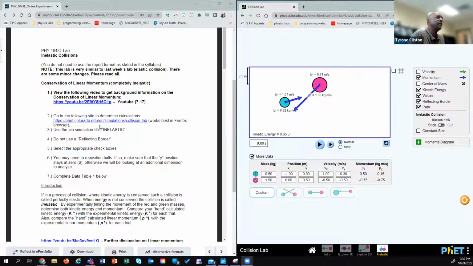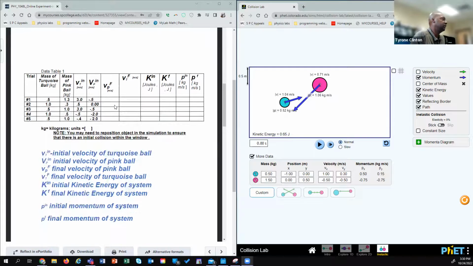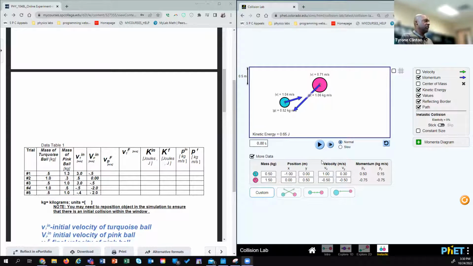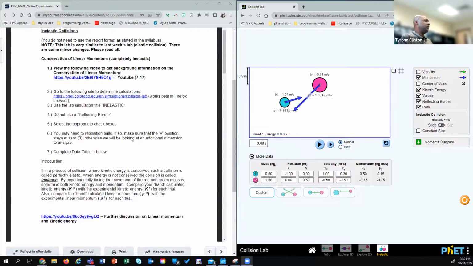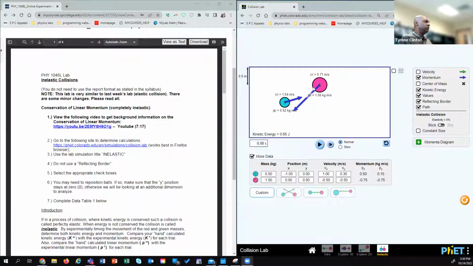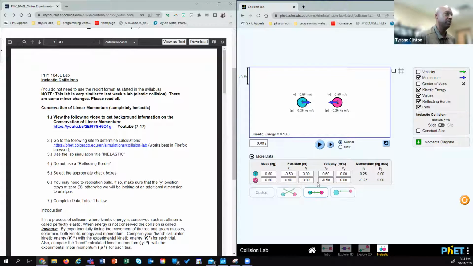For this week's lab, it's very similar to last week's lab, where you filled out this table and you had to go through the various situations via the simulation here on the right side. This simulation you could use for the elastic experiment as well. I just find that the one that I gave you last time is a little bit more user friendly and less prone for you to make mistakes.